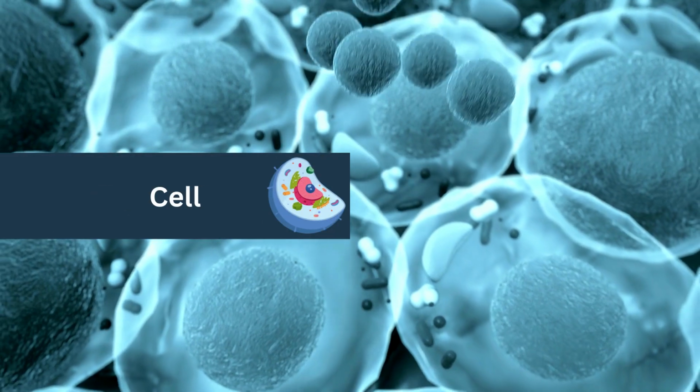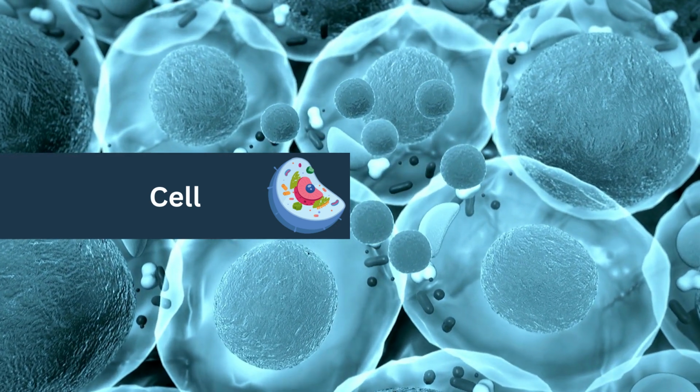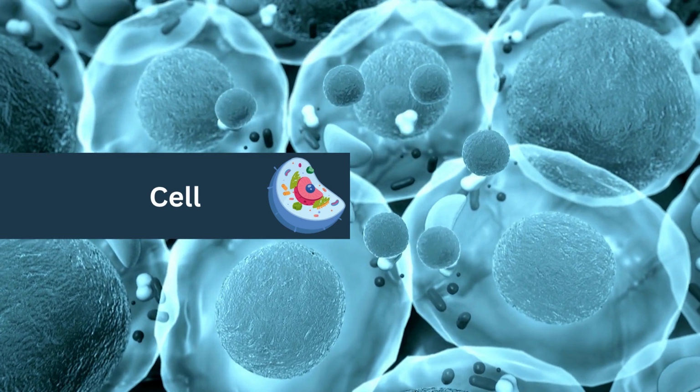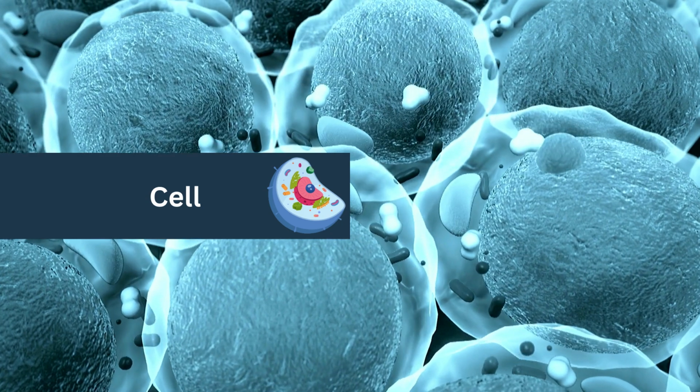The cell is the smallest complete functional unit. Within the cell are organelles, or tiny organs. The three main parts of the cell are the nucleus, cytoplasm, and the cell membrane.